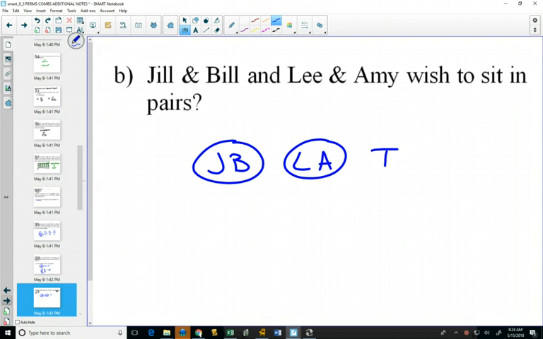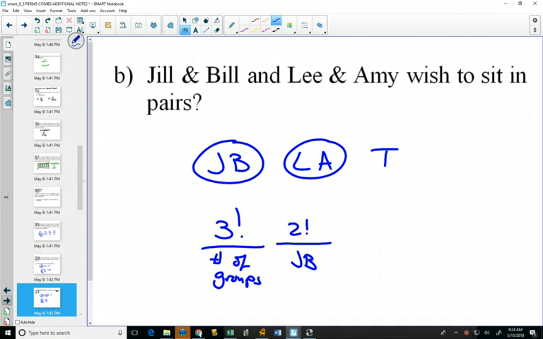With the grouping strategy, we would now say there are 3 groups. And the one group has 2 people, so they can be arranged in 2 factorial. The other group has 2 people, they can be arranged in 2 factorial. And you wouldn't have to put Tom because he's only 1, and he can't be rearranged any further. So the number of arrangements is 24.